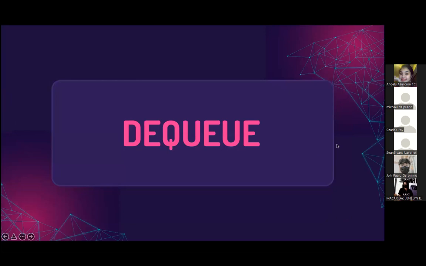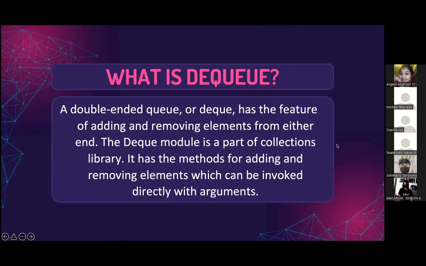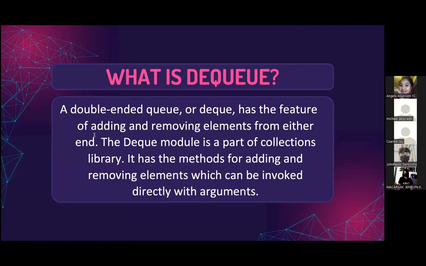Dequeue. What is a dequeue? A double-ended queue, or dequeue, has the feature of adding and removing elements from either end. The dequeue module is a part of the collections library. It has methods for adding and removing elements which can be invoked directly with arguments.